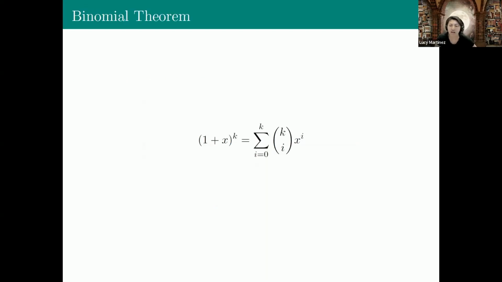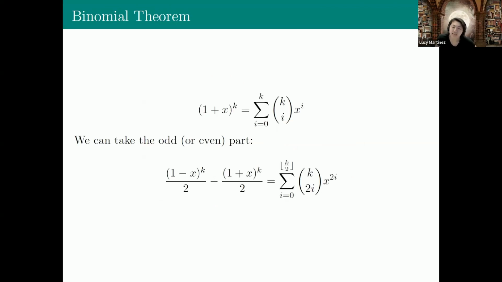So all in all, let's turn a little bit to the binomial theorem. This is the binomial theorem statement. And we can take the odd or even part of this sum. Usually it's 1 plus x raised to the n power, but I wanted it in terms of k. If we take the odd or even part, they both have closed forms, and the even part is just a plus instead of a minus, but this is the odd part.